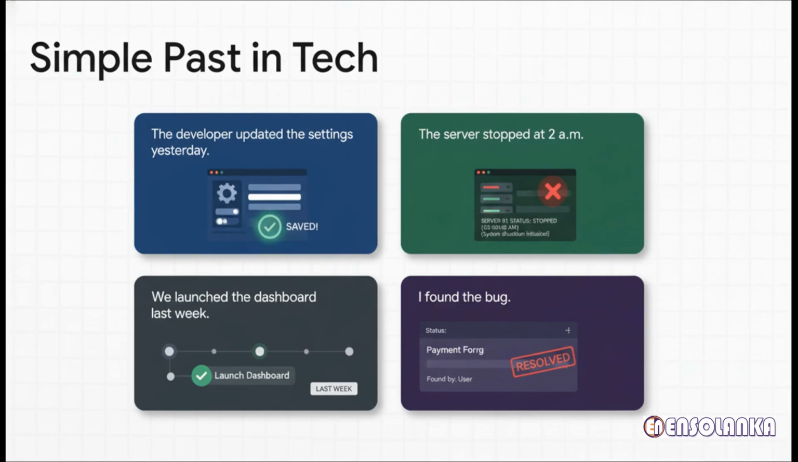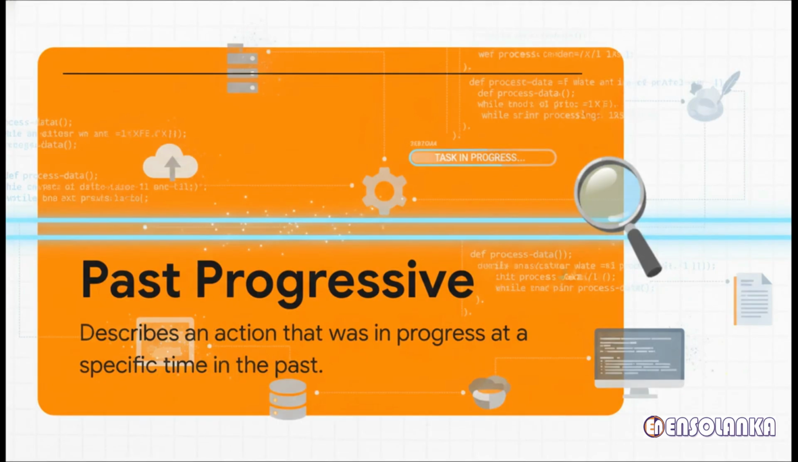The server stopped at 2 a.m. That's a precise data point you need for an incident report. We launched the dashboard last week. That marks a completed milestone. There's no gray area here. The work is finished. But what if the action wasn't just a single point in time?